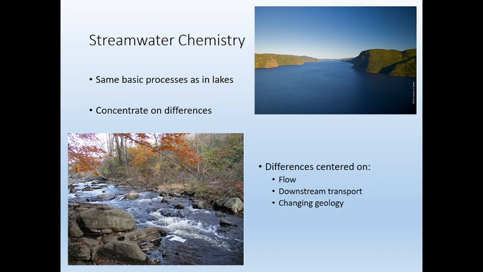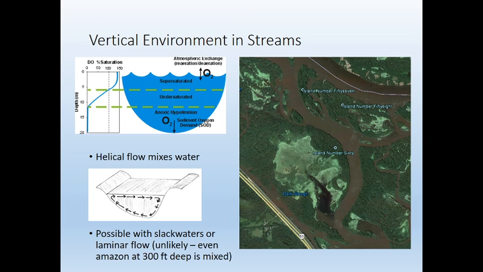Basically, does the substrate of the stream, the sediment, the bedrock change as you go downstream? Now, when we think about a lake, there's always this vertical environment component, right? This is a lake here, not a stream, where you have this stratification where, depending on the lake, you can at times have an anoxic hypolimnion. Now, the thing about streams is they have that helical flow, remember?